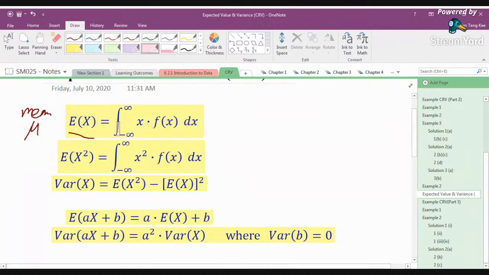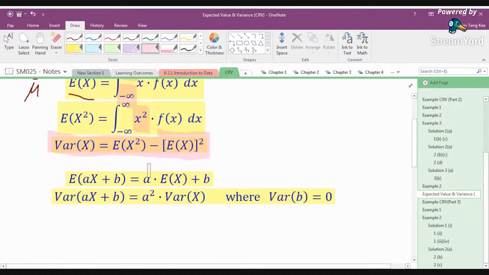And once again, the infinity tries to tell you that later in your calculation, you just need to start from the smallest and largest x value that you can see in the functions. If you have E(X squared), similar thing, just that now the function becomes x squared. Also integrate from the smallest to largest. Variance is basically the same formula as in the discrete case, where we have the expected value of X squared minus the square of E(X).